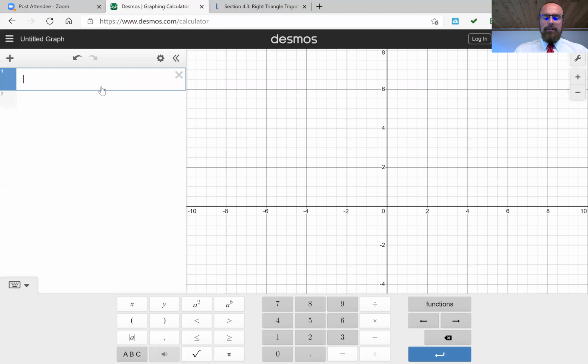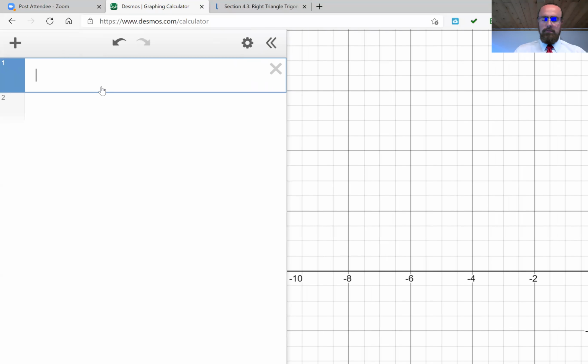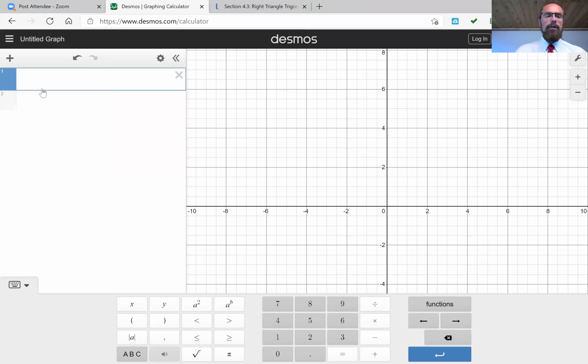Once the calculator is in the proper format, well, let me give the full screen view. I need to find the inverse tangent function.